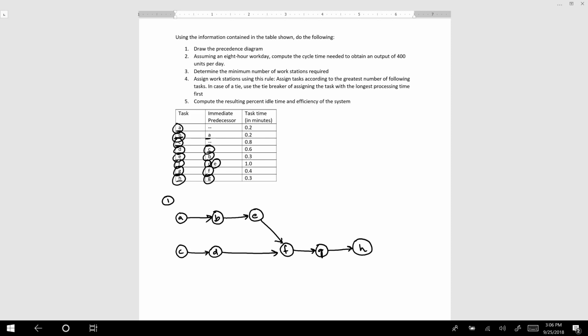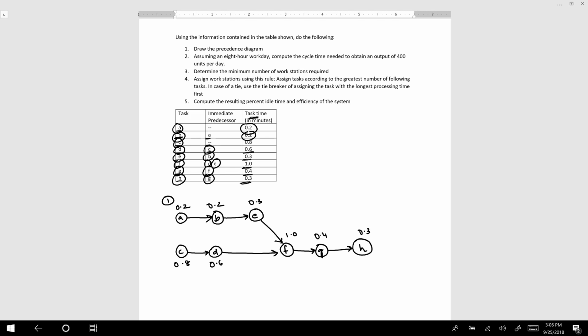So I will put the task times for each of the tasks also. A takes 0.2, B takes 0.2, and then C takes 0.8, D takes 0.6 minutes, and then E takes 0.3 minutes, F takes 1 minute, G takes 0.4 minutes, and then finally H takes 0.3 minutes. So this is question 1.